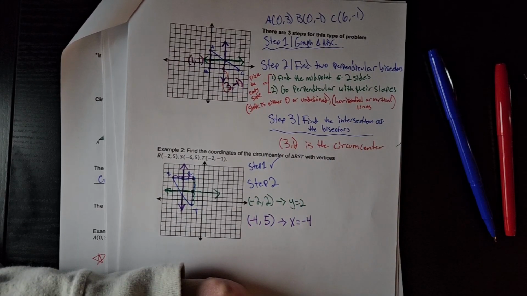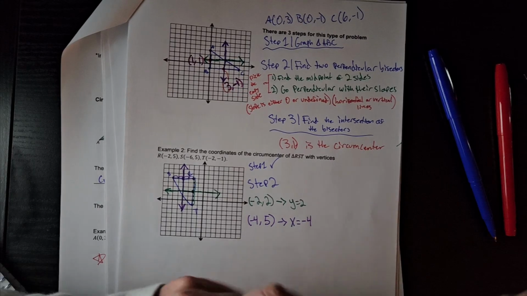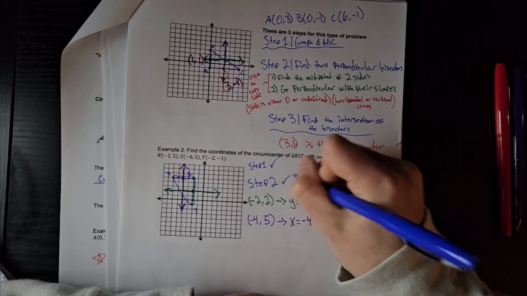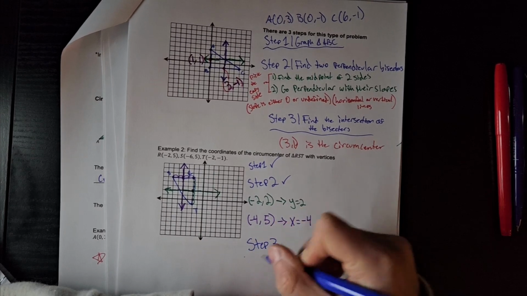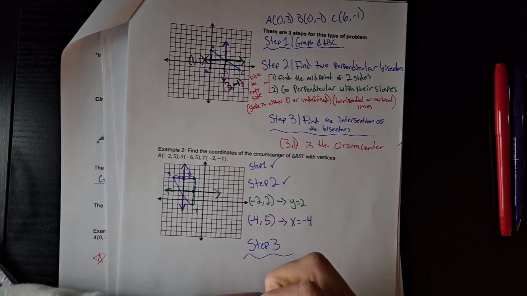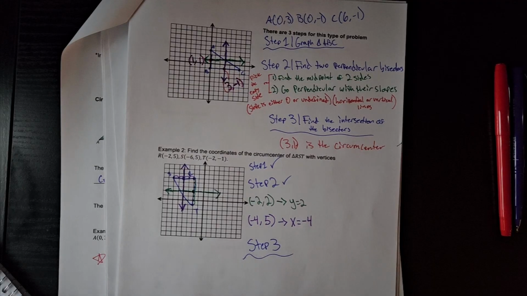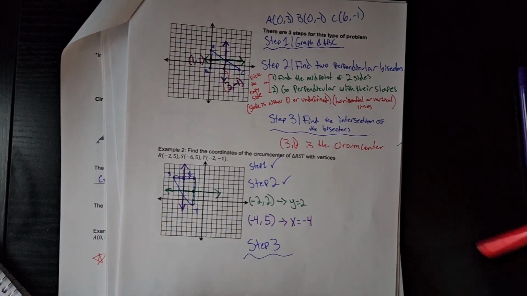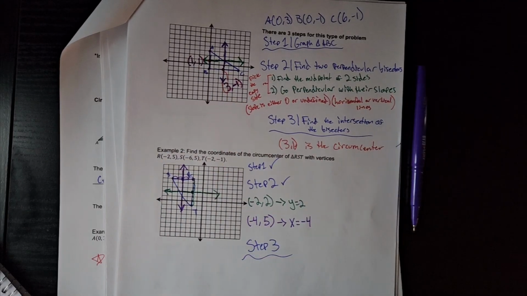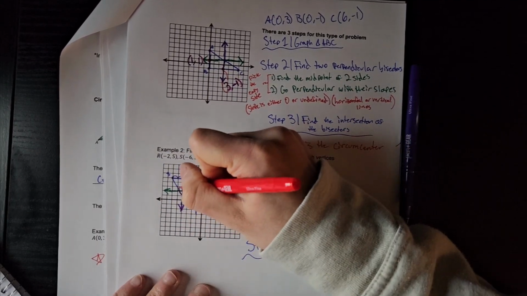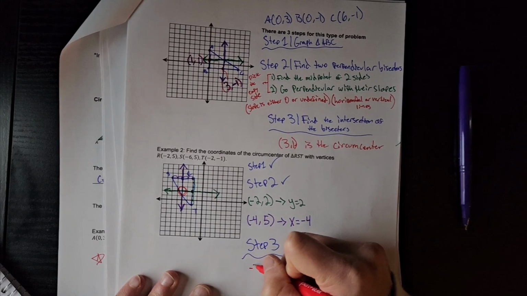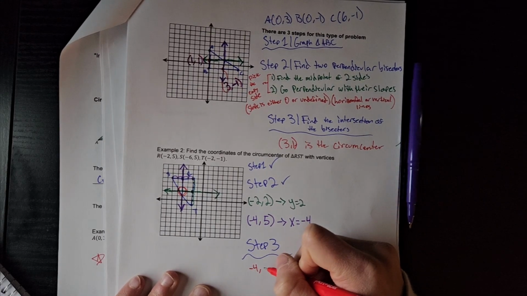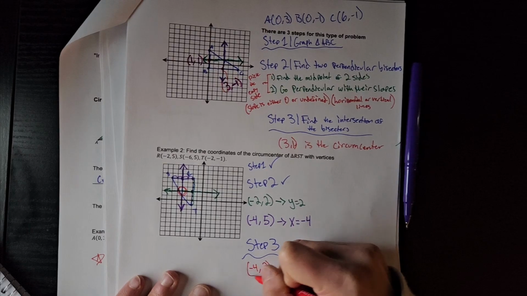And now I just need to find that intersection point for step 3. So I'm going to mark that as a check mark, saying that I did it. So step 3, I need to find that intersection. Now this is the case of I didn't draw nicely because that doesn't go on my line. This is my intersection point, wherever that is. And it looks to be at negative 4, 2, being my circumcenter.